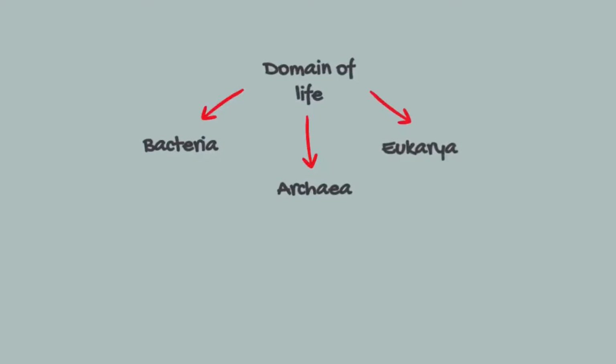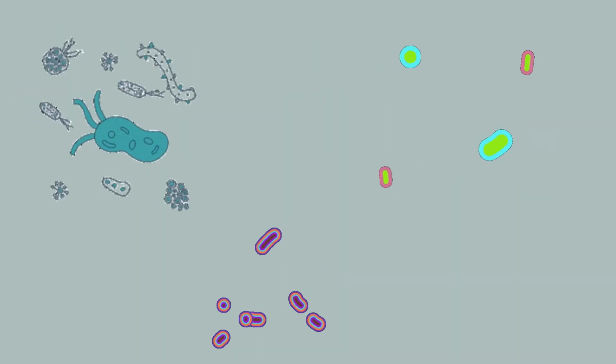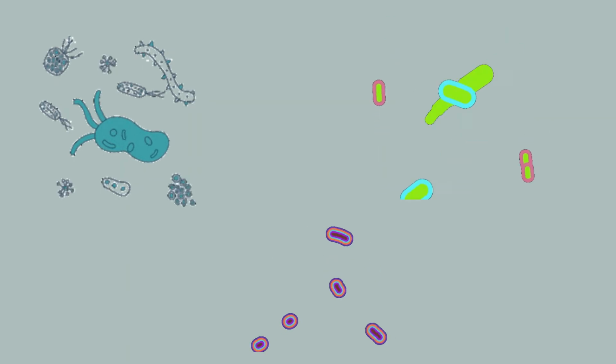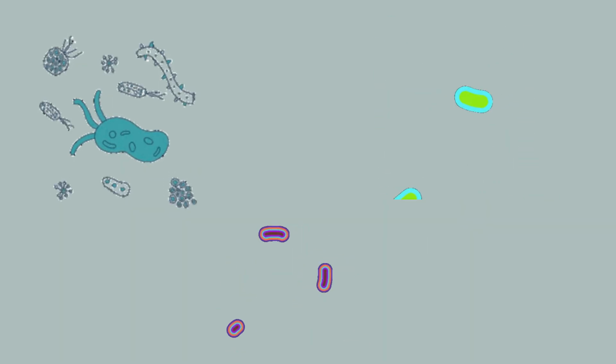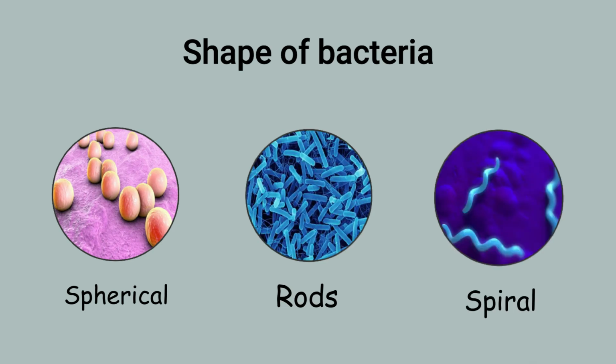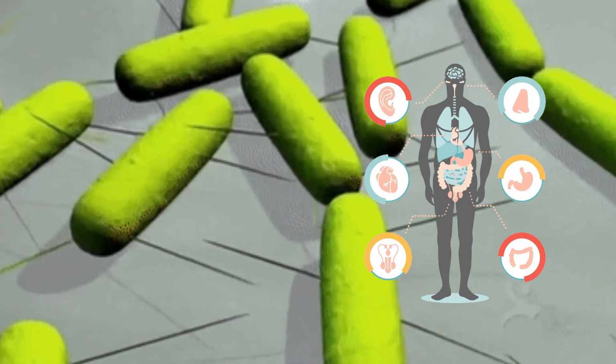There are three domains of life, which are bacteria, archaea and eukarya. First is bacteria. Bacteria are prokaryotic cells that lack nuclei and other organized cell structure. Bacteria is a single-cell organism that comes in a variety of shapes and sizes, such as sphere, rods, and spiral. They can be found everywhere in all natural environments.